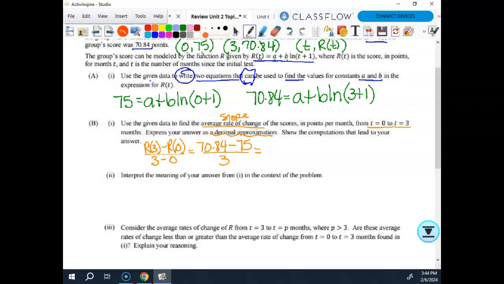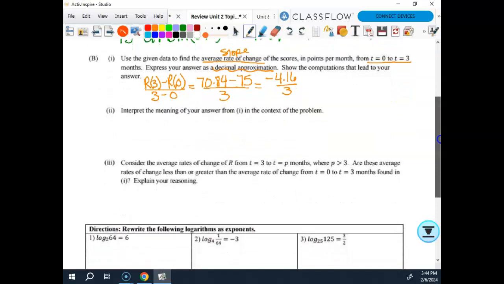Now, when I subtract those, which you totally should be able to do, you're going to get negative 4.16 over 3. That does not divide evenly. That is totally fine. We're just going to leave it like that, because this would either be something you would be allowed to use a calculator for, or the numbers would be prettier. But I took out a lot of this question, so we're not doing the calculator stuff anyway. But I do need to interpret the meaning of your answer in the context of the problem.